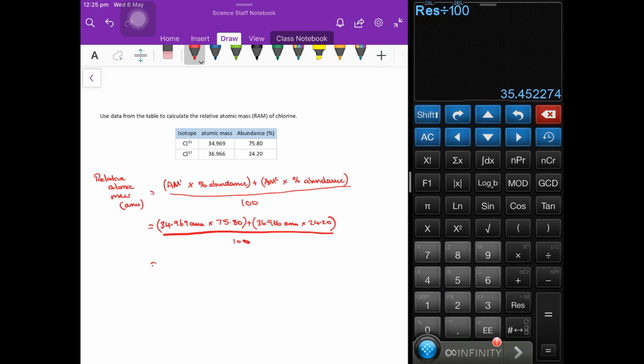And so the relative atomic mass of chlorine is equal to 35.45. So the relative atomic mass of chlorine is 35.45. Remember, there's no units for this because it's an average. And we've got all our equal signs lined up. We've got our equation, our full working out, our answer, and our answer underlined. And there we go.